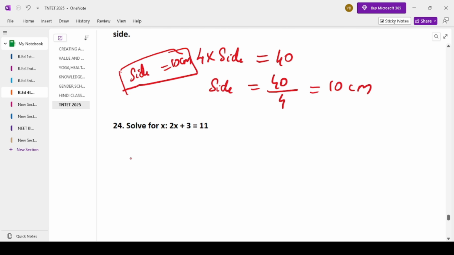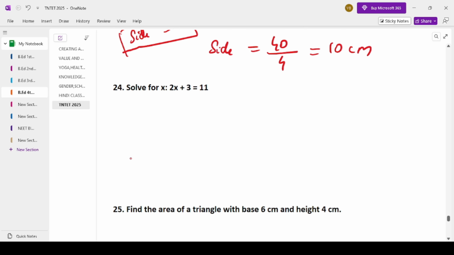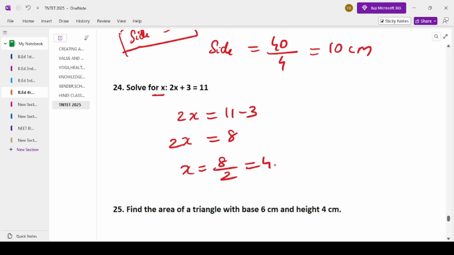Next, look, they have given an equation to solve. How are you going to solve? So here they are asking to find x. This is an easy sum. So minus 3. So 2x is equal to 8. So x is equal to 8 divided by 2, which gives you 4. So the answer is 4.